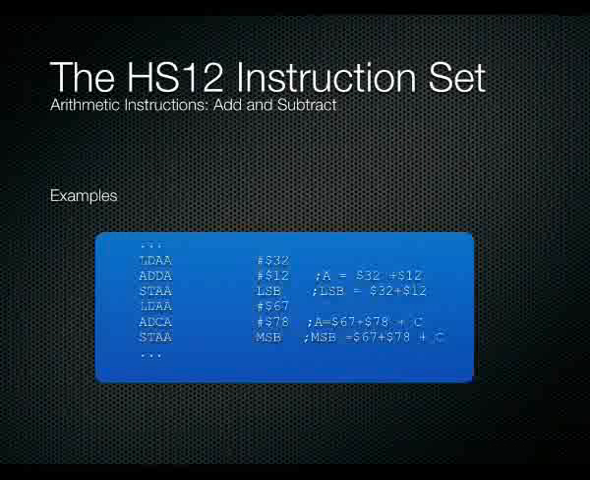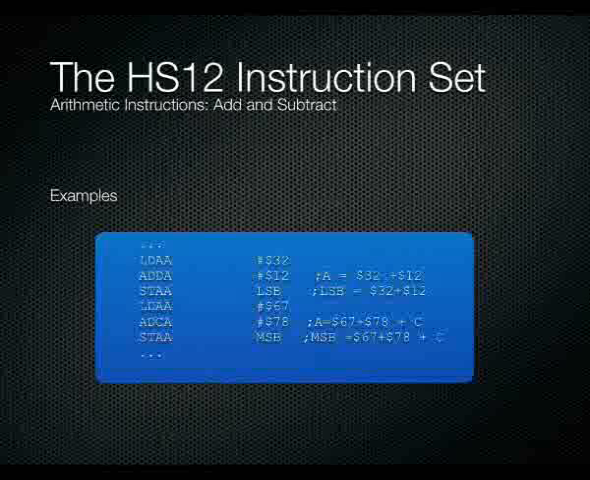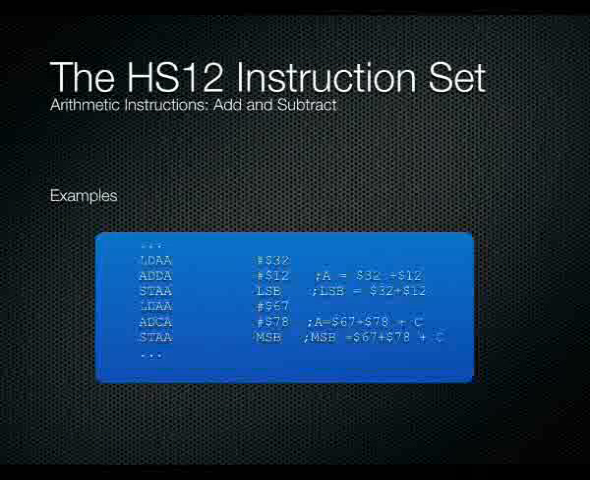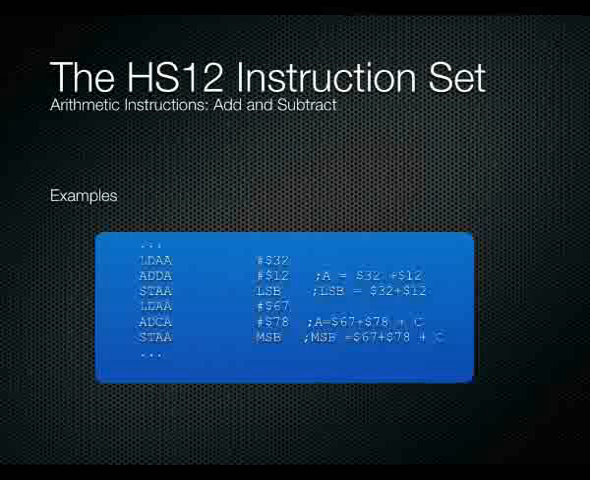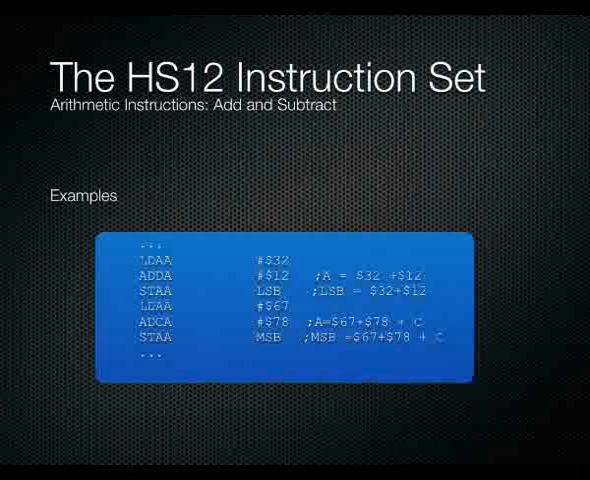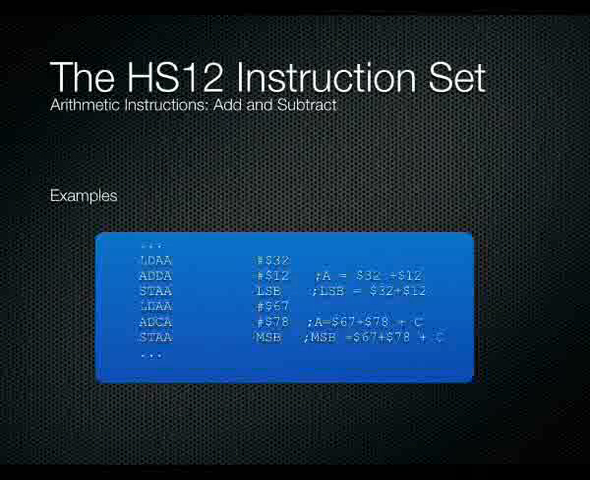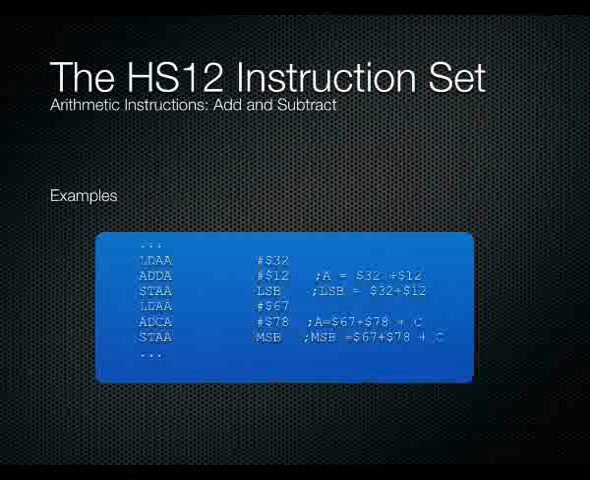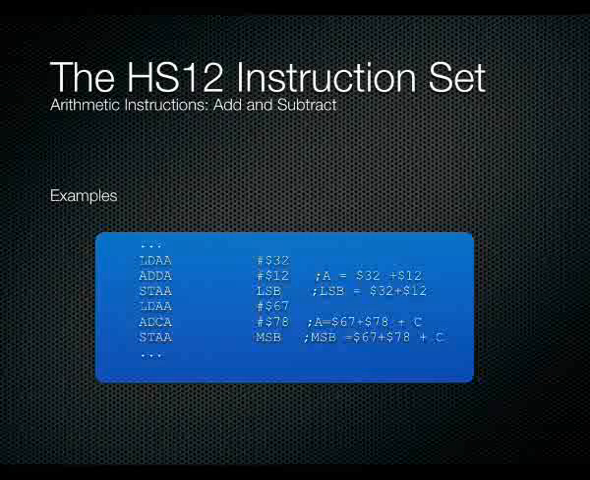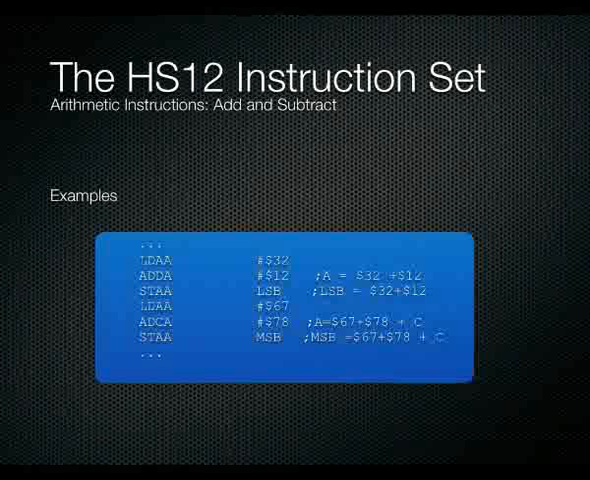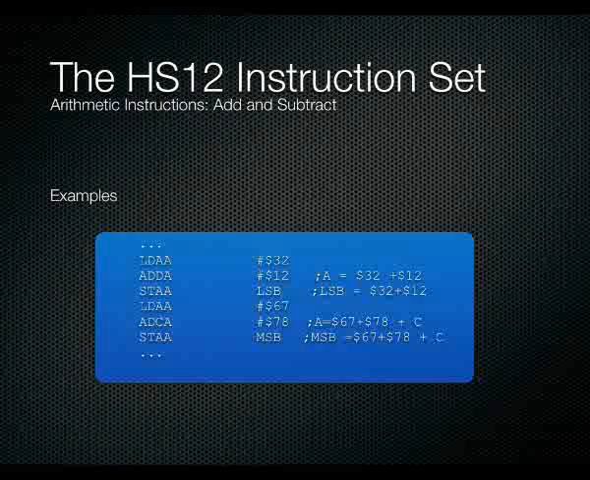Then we add the most significant bytes together, which in this case are 67 and 78. When we add them, we need to take into account if a carry took place from the lower number, which in fact it didn't, but just in case it did, we need to add with the carry as well. So we load accumulator A with 67, and then we do ADCA, which is add with carry accumulator A, and we add 78 to that. Adding those two together plus the carry will generate our most significant byte.